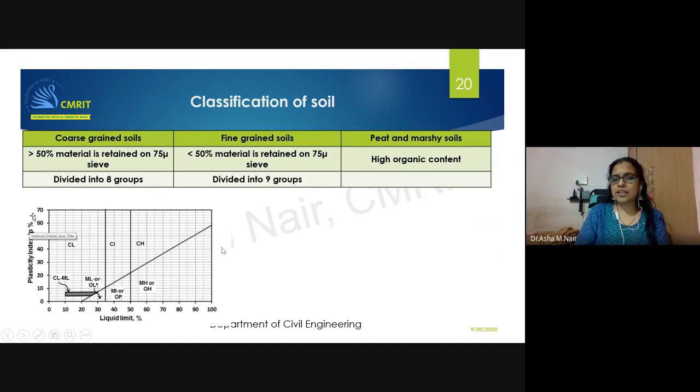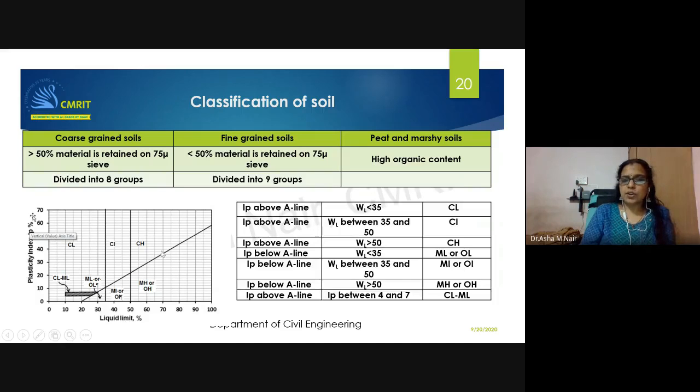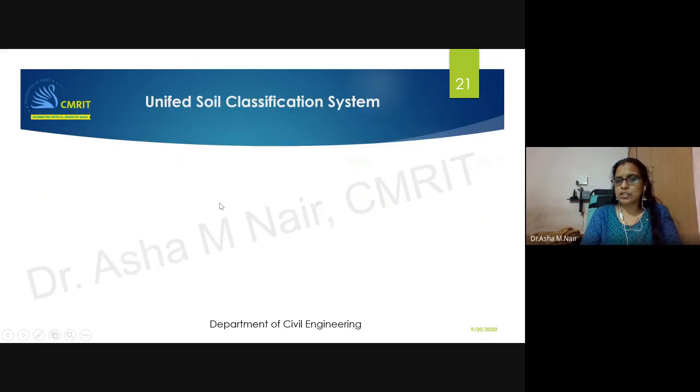Coming to the fine grain classification, you have to remember this. So this is called a plasticity chart. So this expression you should be very clear. And also anything above the A line. So this line is called the A line. Anything that is above the A line, we call it a clayey soil. Anything that is below that, we call it a silty soil.